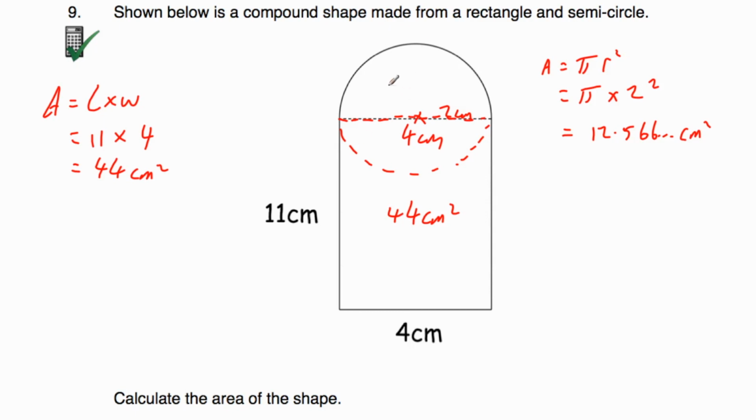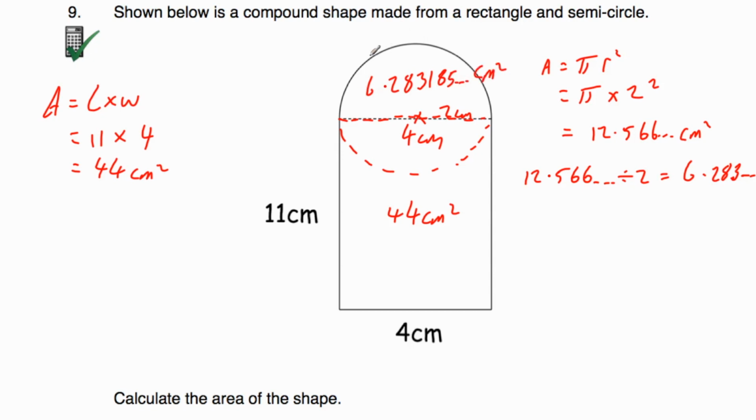But we don't want that, we want the area of just a semicircle, so we need to divide this by 2. So we're going to do 12.566 and so on, or your 4 pi divided by 2, which would be 2 pi, which is equal to 6.283 and so on centimeters squared. So the area of the semicircle would be 6.283185 and so on centimeters squared.